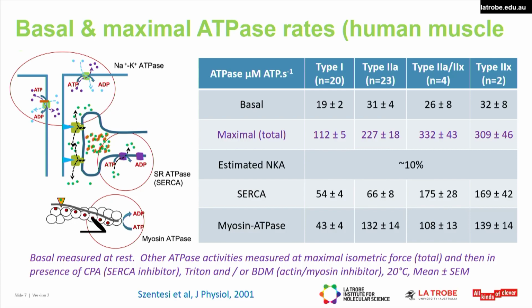And of this maximal usage, the amount used by the sodium potassium ATPase remains fairly constant at about 10% of the total usage. The myosin ATPase goes up, and also the amount that the SERCA will use increases, and it increases to a greater extent in these last two ATPases in the type 2 muscle fibres. So we want to drill down and have a look at what these muscle fibres will be doing in terms of the SERCA and other regulatory factors.